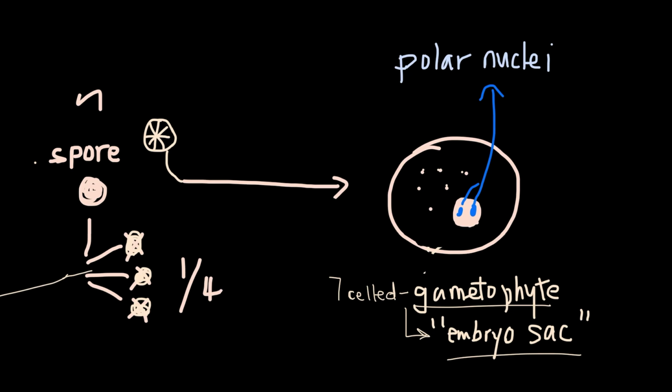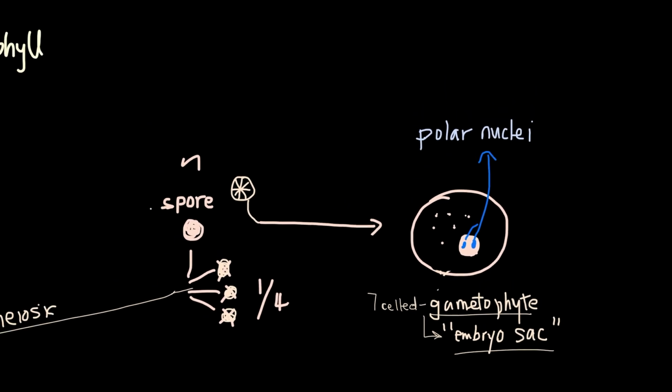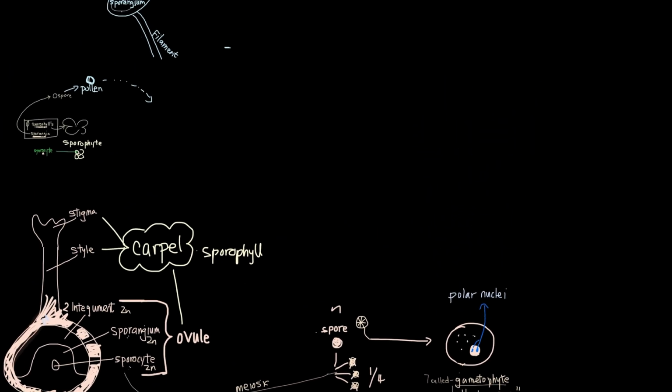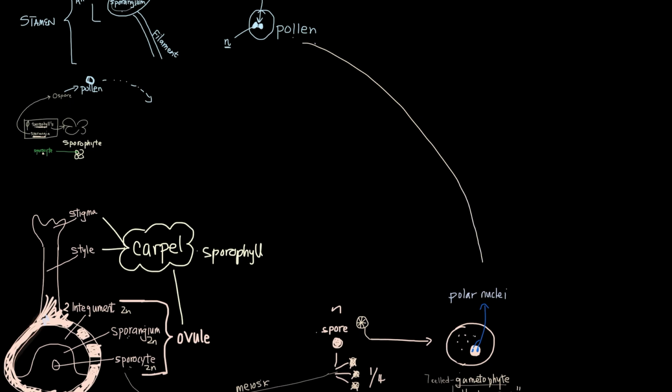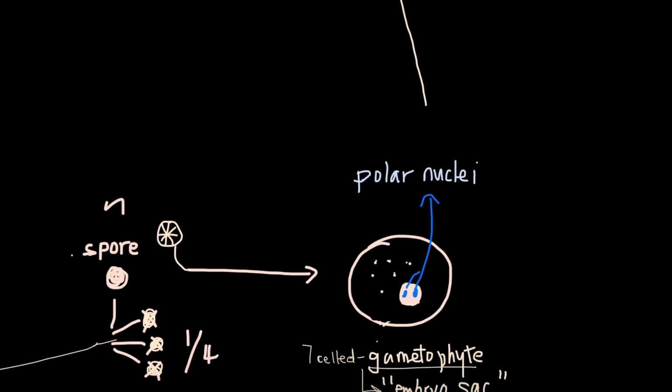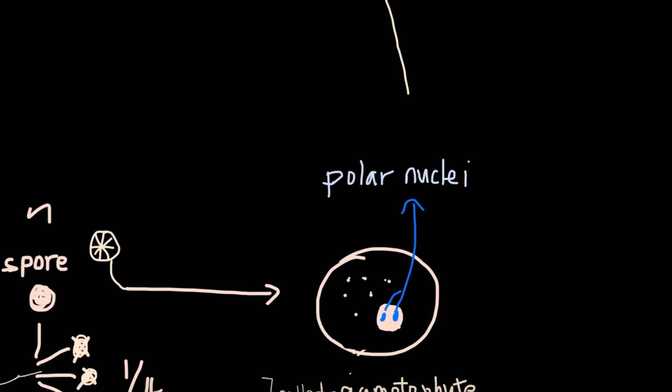Okay, so what's the deal with these polar nuclei? So when pollen double fertilizes, that means both of the sperm go in. One sperm will fertilize the egg, obviously making a zygote, diploid, while the other sperm will actually combine with these 2 polar nuclei and form a triploid cell, which will become 3N.